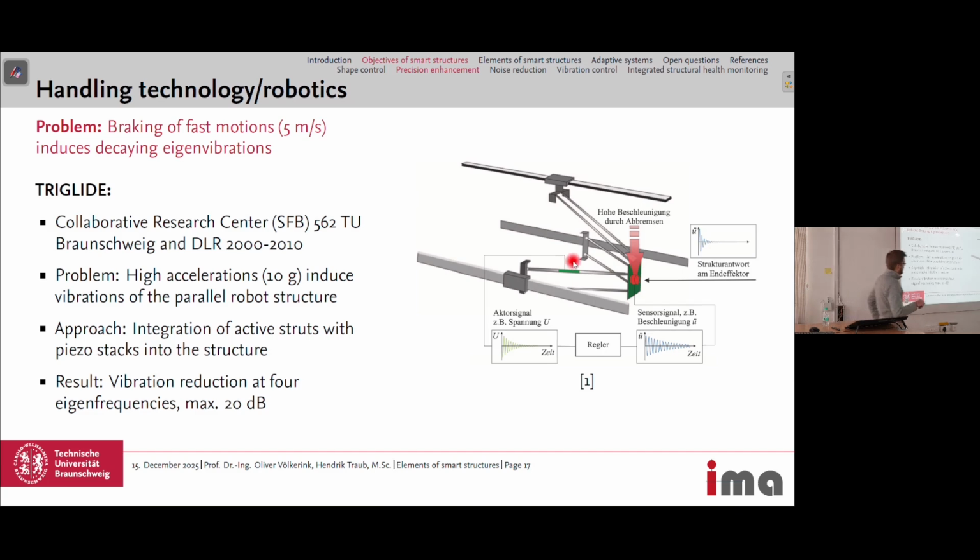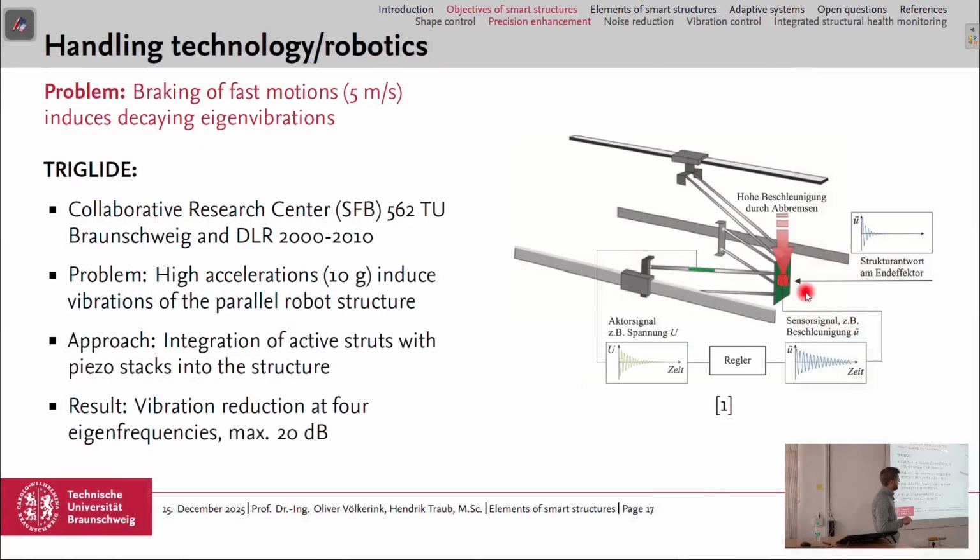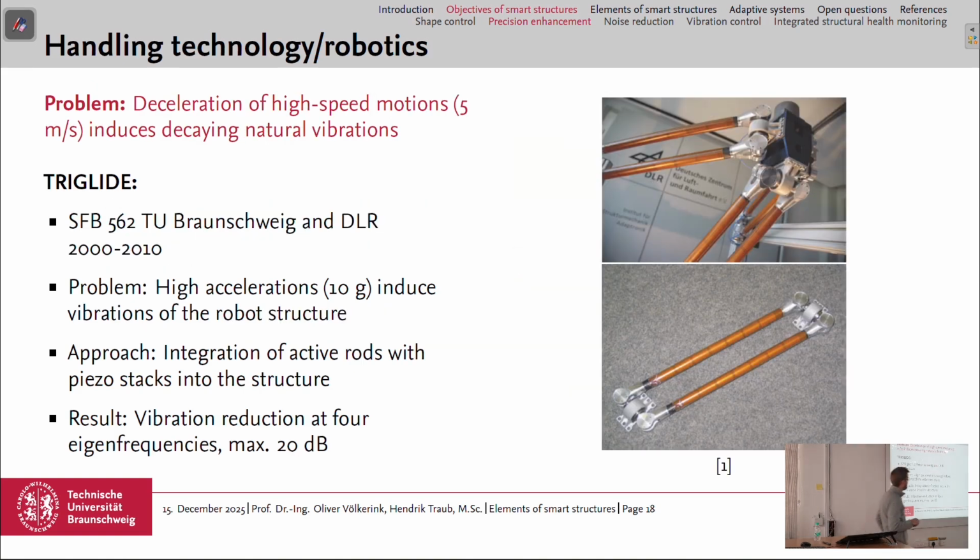And then again, we had a control loop. So we have a sensor which senses the acceleration at this point, and then again a controller generating an actuator signal for the active struts. And the result was that at 4 eigenfrequencies, the vibration could be reduced by a maximum of 20 decibels. And here you can also see a real picture of this parallel robot with these active struts, where you can see in slightly orange the piezoceramic transducers.